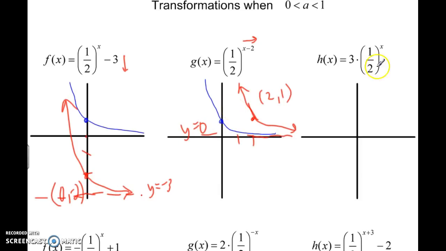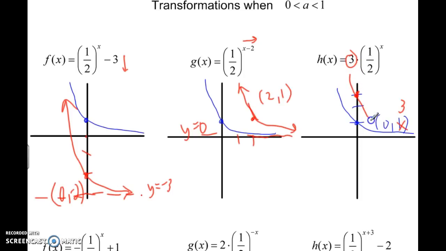And this one, again, it's stretching it. So if you start with the parent graph, it goes through (0, 1). So it's interesting here. A lot of students think this is going to move it up 3 units. It doesn't move it up. It just stretches the y value. So the point was at (0, 1). And now the point is not going to be at (0, 1). This is multiplied by the y value, so that would be (0, 3). So it actually only moved it up 2. It stretched the y value by a factor of 3.